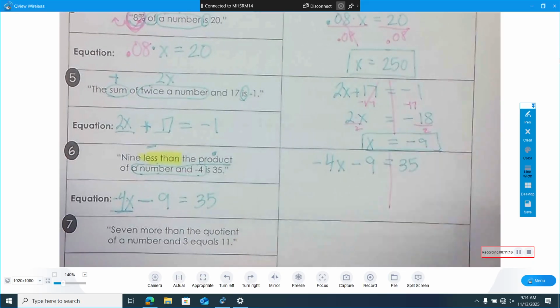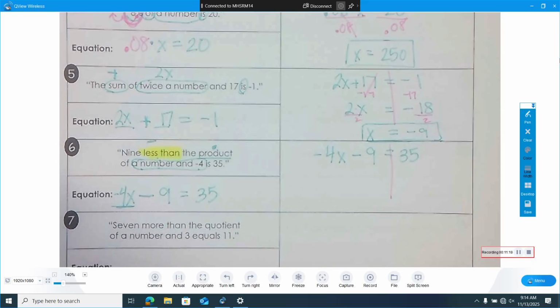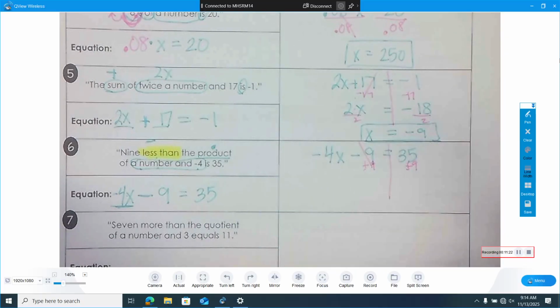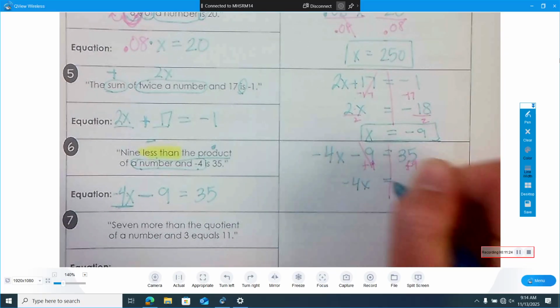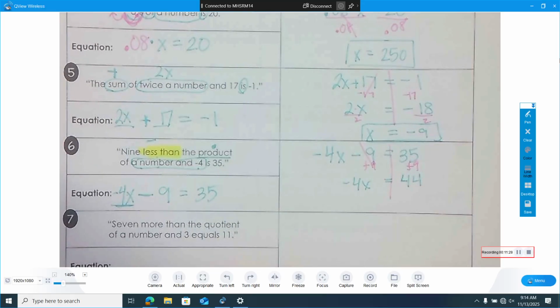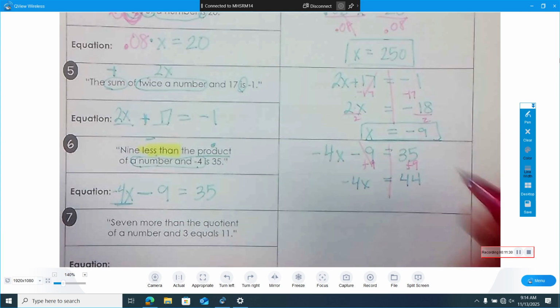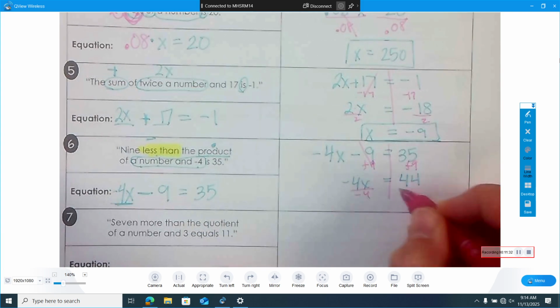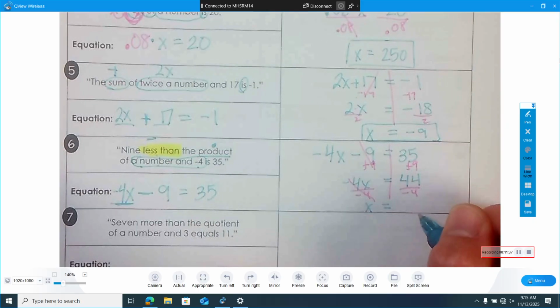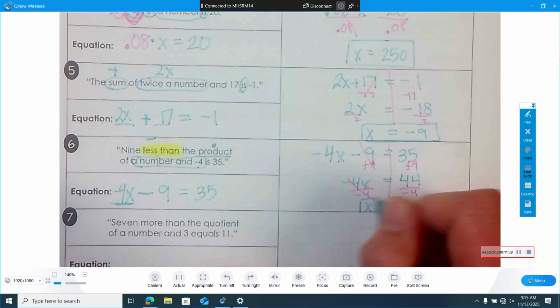I'm going to go ahead and solve for x. What should we do first? Add 9. Good. We have -4x equals 44. And then we need to divide by -4. Beautiful. So we get x equals -11. Great.